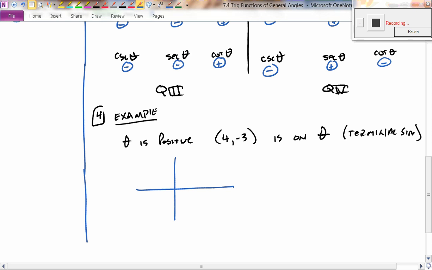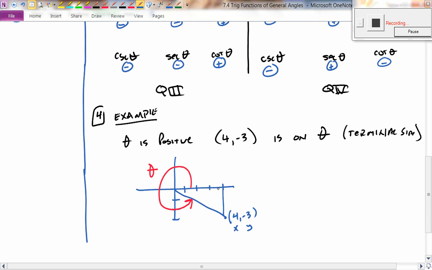We're going to draw a picture in the right spot. If I know that (4, negative 3) is a point on the terminal side, then that's where it has to end, right? So I need to go 4 over to the right and then down 3. So my angle theta is right here. Since it's a positive angle, it must go counterclockwise, and my theta should be right there. This is the point (4, negative 3). That's the x value, that's the y value.